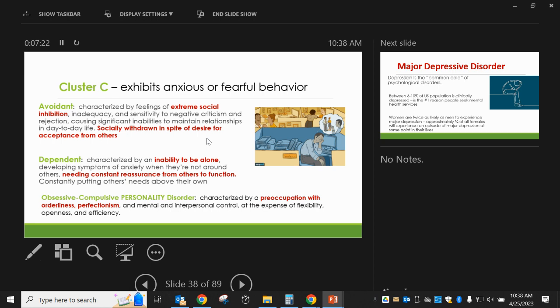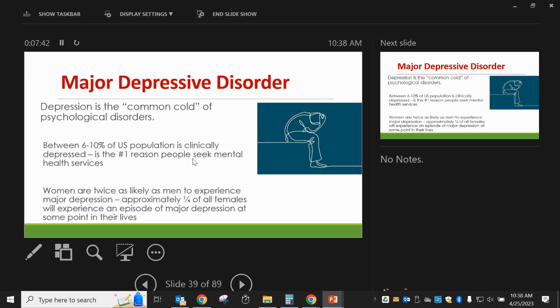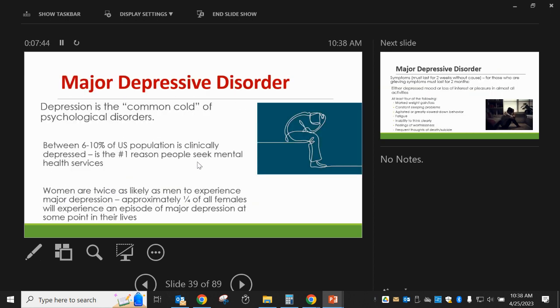The avoidant personality disorders, these are people who are very socially withdrawn in spite of a desire to be accepted by others. So like painfully shy, but they wish they could be around others. Dependent personality disorder, they are very clingy and unable to be alone. They need constant reassurance. OCPD, very preoccupied with orderliness and perfectionism.